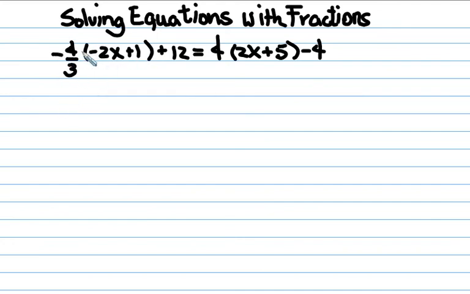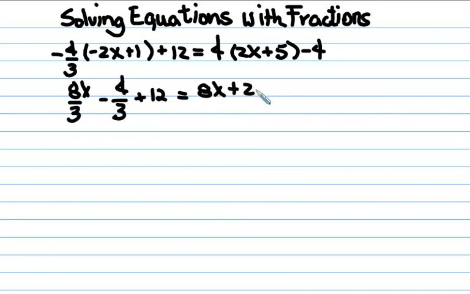So negative 4 times negative 2 will give me 8x over 3. A negative 4/3 times 1 will be a negative 4/3. And then nothing happens to the 12 yet because it's not inside the parentheses. It just comes forward. Now 4 times 2x will give me the 8x. 4 times 5 will give me 20. And then again, the negative 4 is not inside the parentheses, so it just comes forward.